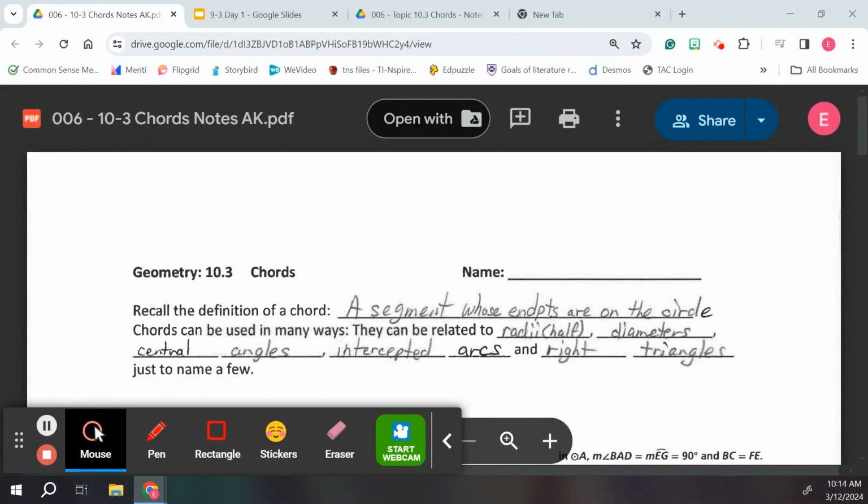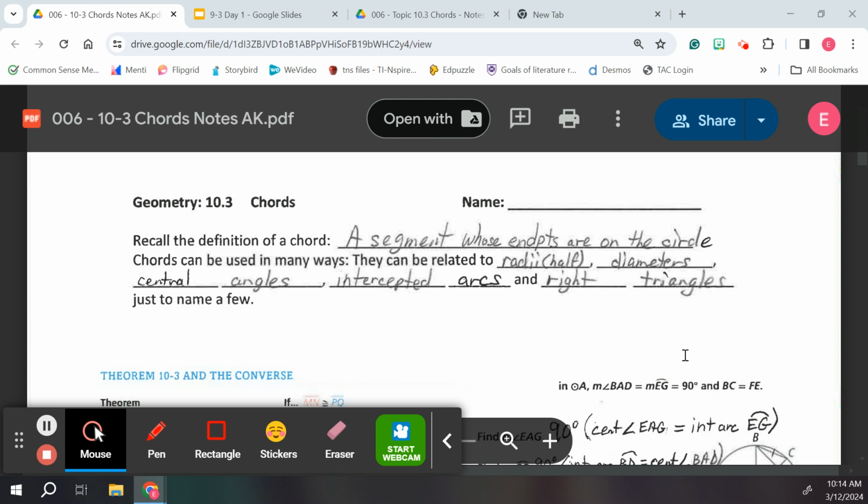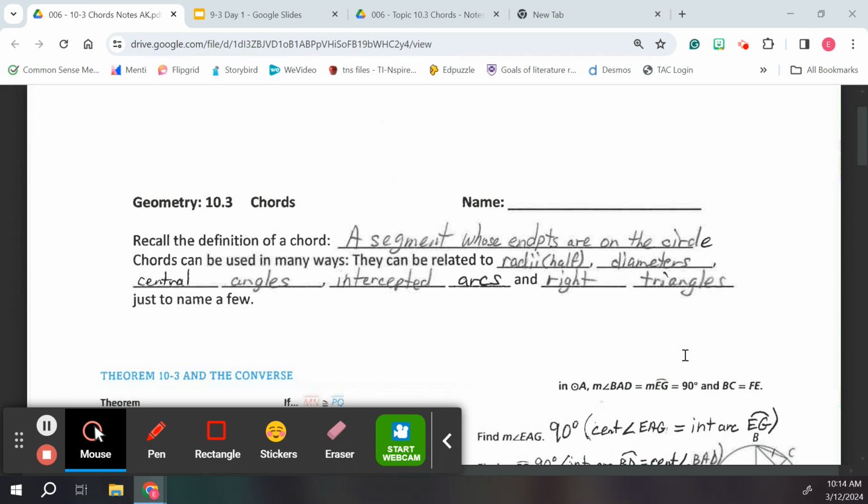So recall the definition of a chord, where the endpoints are on the circle. Chords can be used in many ways. They can be related to radii, half of a chord, diameters, central angles, intercepted arcs, and right triangles. You're probably going to want to write this down, just to name a few.